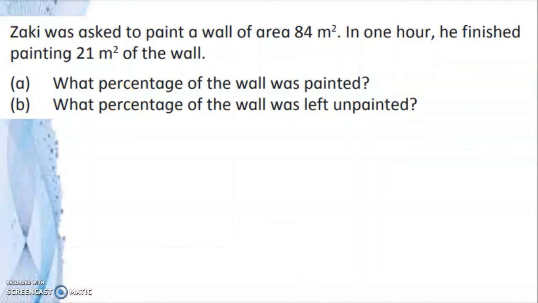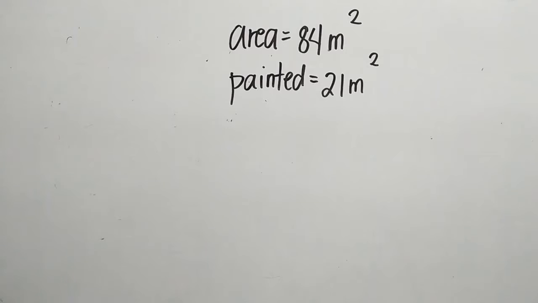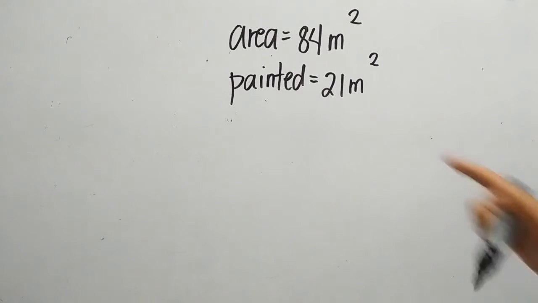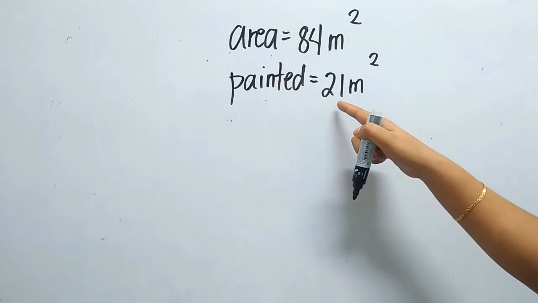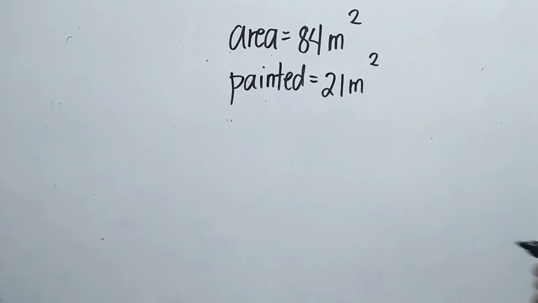Another example. Zaki was asked to paint a wall of area 84 square meters. In 1 hour, he finished painting 21 square meters of the wall. First question. What percentage of the wall was painted? Second question. What percentage of the wall was left unpainted? We have the area of 84 square meters and the painted part has an area of 21 square meters. So we're going to find the percentage of the area of the wall painted.